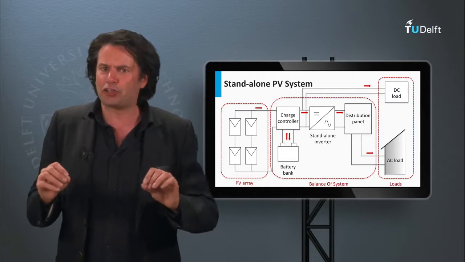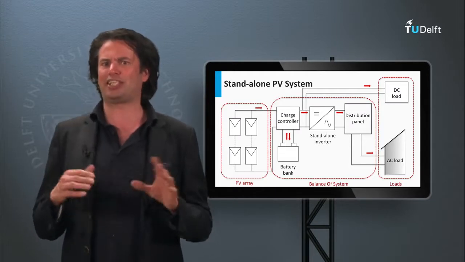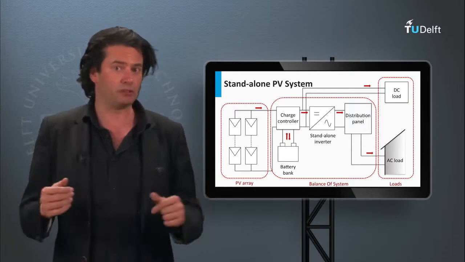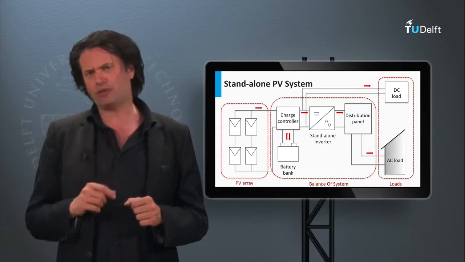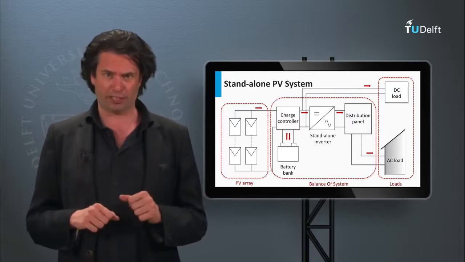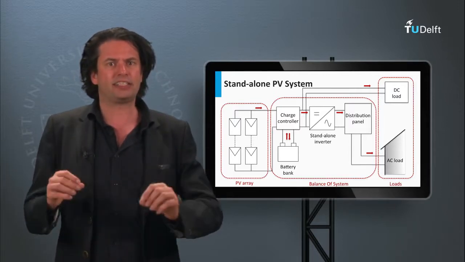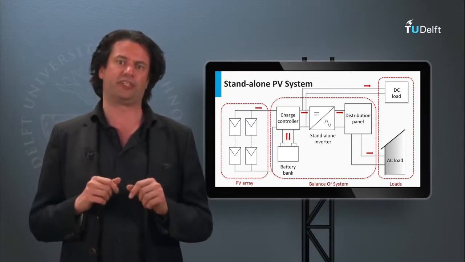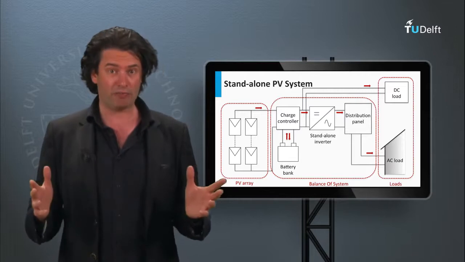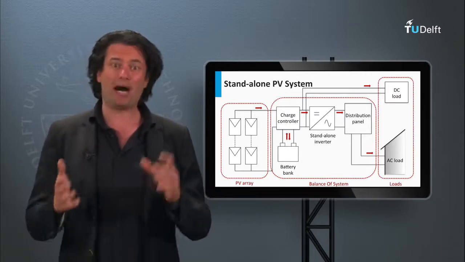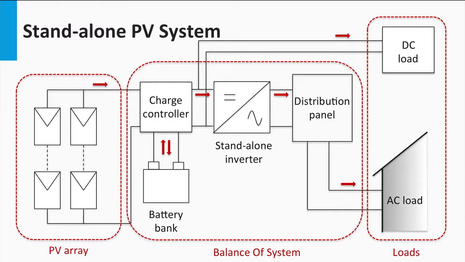Now, inverters could be classified based on their size, mode of operation, or implementation topology. Here I will talk about the classification based on the mode of operation. Under this, the inverters can be classified into three broad categories: standalone inverters, grid-connected inverters, and bimodal inverters.